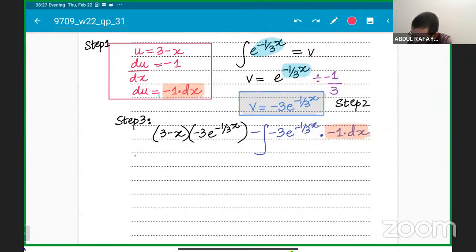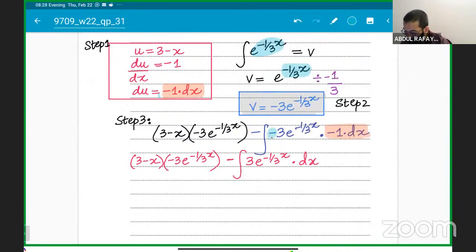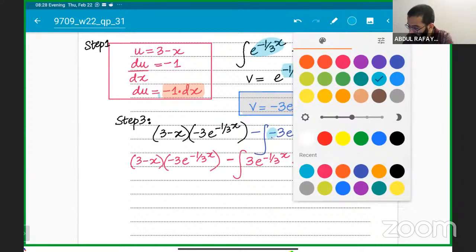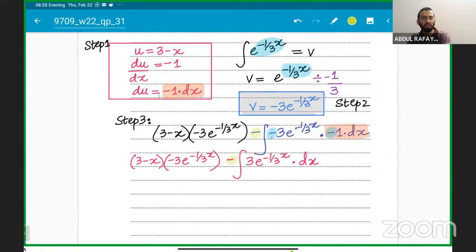Now, last step to simplify. It will be 3 minus x times minus 3 e power negative 1 over 3x, and the minus signs will multiply, so it becomes plus. And the other term will be negative. I'm keeping it as it is, and I will integrate now 3 e power negative 1 over 3x. What I've done: the minus sign of this one and the minus sign of this one multiply, so minus becomes plus, positive, right? And the minus behind the integral sign remains the same, okay? Everyone got it till here?